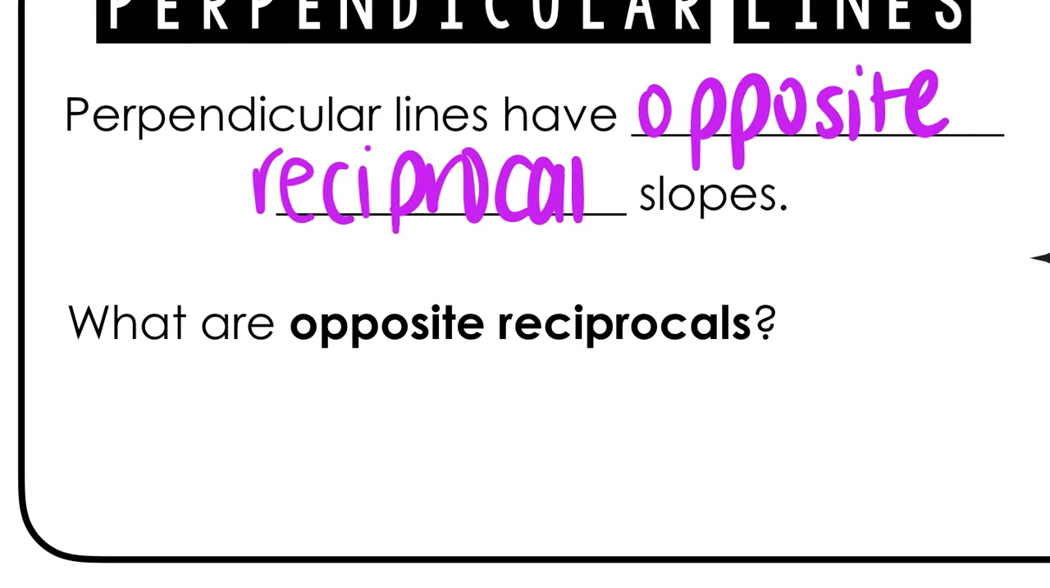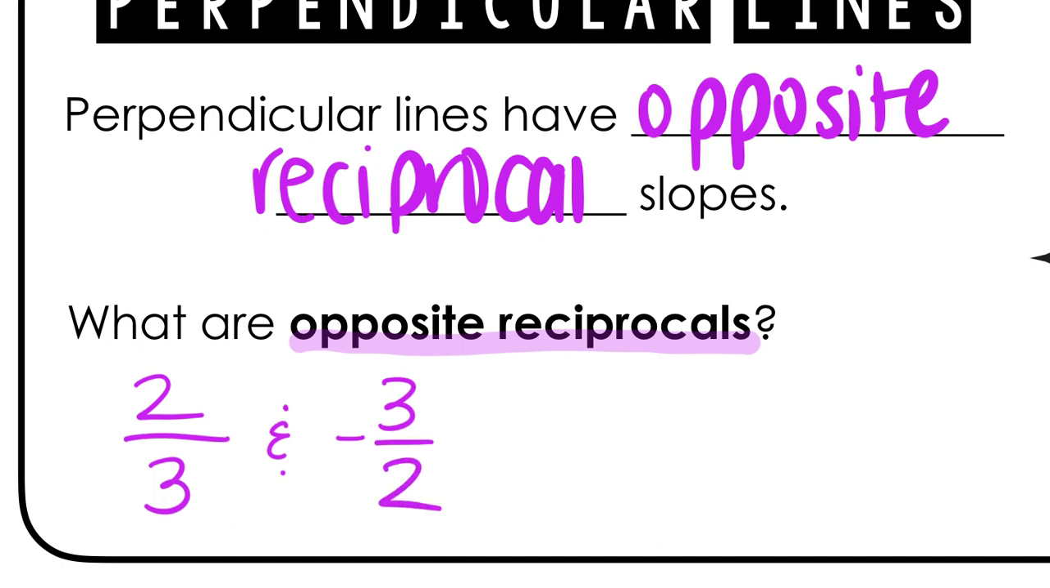So here's a reminder of how that works if you don't remember what the word reciprocal means. So here's a couple examples of opposite reciprocals. Let's say we have a slope of 2 over 3. The opposite reciprocal of that would be negative 3 over 2. So it's going to be the opposite sign, so positive, negative, and then the fraction just flips upside down like that. So 2/3 and negative 3 over 2, that would be an example of opposite reciprocals.